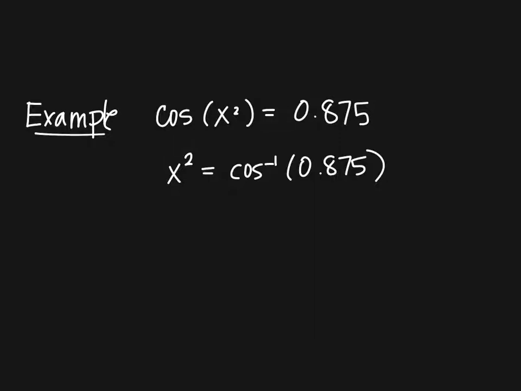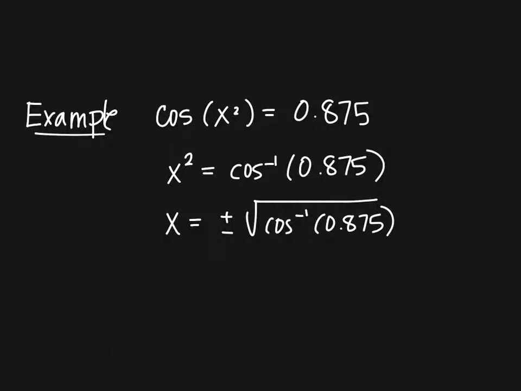Now, how do you get x by itself? What goes in front of every square root? So it's the plus or minus square root of the inverse cosine of 0.875. Now that you have x alone, you can type that into your calculator. Hopefully we are all getting the same results. So you should be getting plus or minus 5.381.